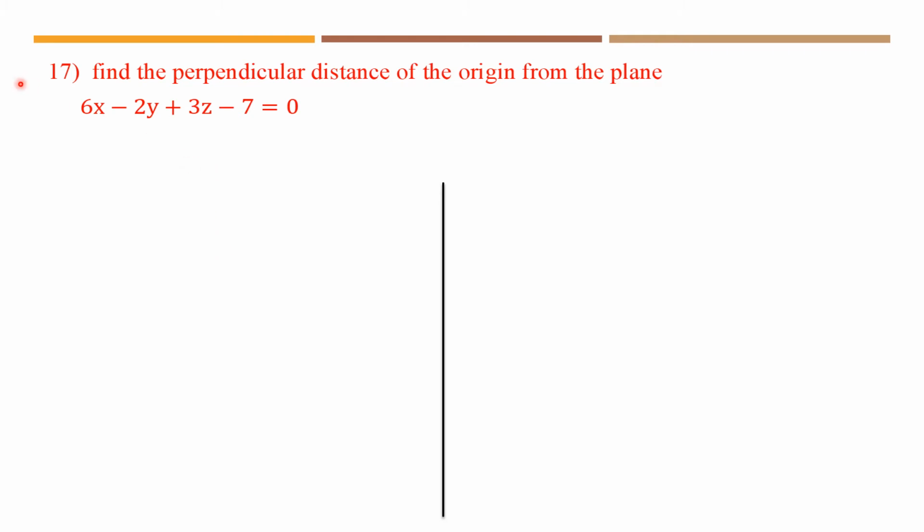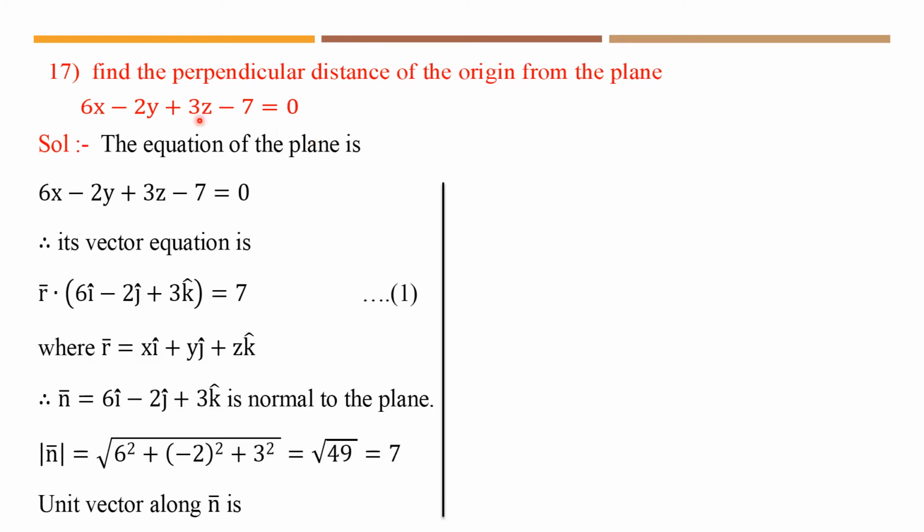Example number 17. Find the perpendicular distance of the origin from the plane 6x minus 2y plus 3z minus 7 equal to 0. Same type of example. The equation of the plane is 6x minus 2y plus 3z minus 7 equal to 0. Its vector equation in vector form is r vector dot (6i minus 2j plus 3k) equal to 7. Here minus 7 is taken on the RHS. We know that r vector is xi plus yj plus zk.